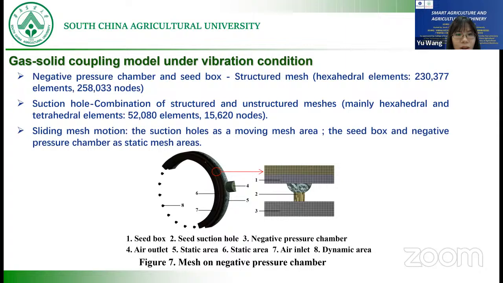This is based on the geometry of the metering device. For the negative pressure chamber and the seed box, we use a structured mesh of hexahedral elements. For the suction hole, combined structured and unstructured meshes have been used, with both hexahedral and tetrahedral elements. Also, when the metering device operates, the chamber is rotating, so the rotation of the chamber has to be treated as a sliding mesh motion. The suction holes are treated as a moving mesh area, whereas the seeding box and the negative pressure chamber are treated as static mesh areas.